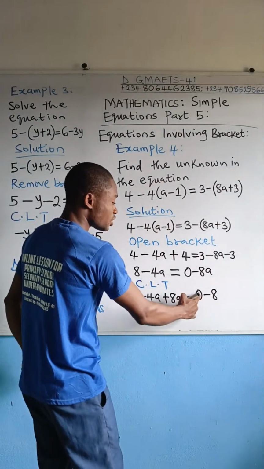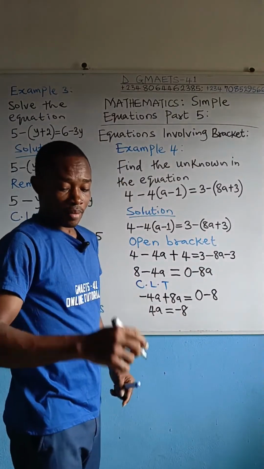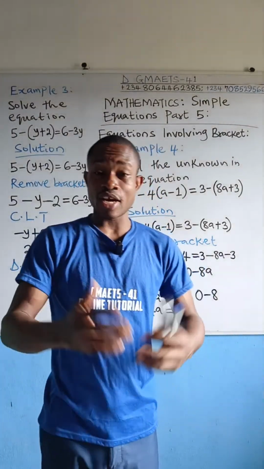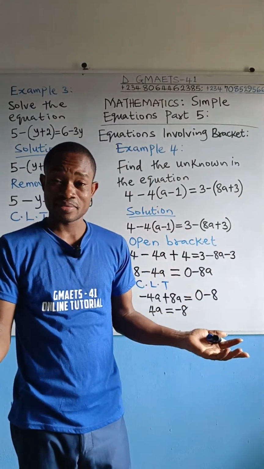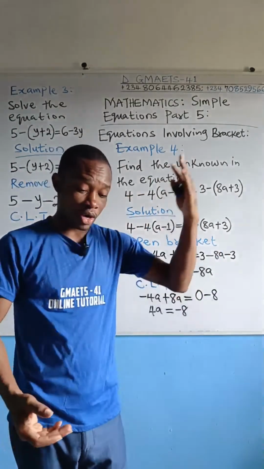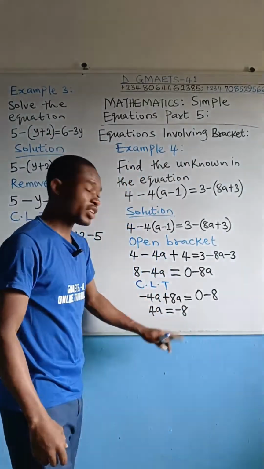And that will be equal to 0 minus 8, which will give you minus 8. 0 means you don't have anything. Minus 8 means you are owing 8. So 0, you don't have anything, and you are owing someone 8. You will still be owing that 8. And because you are owing, we fix minus.